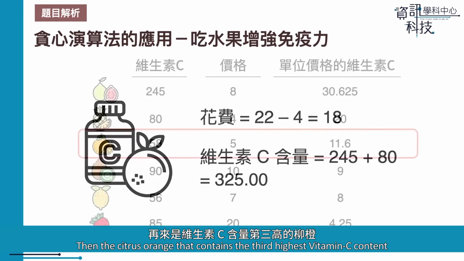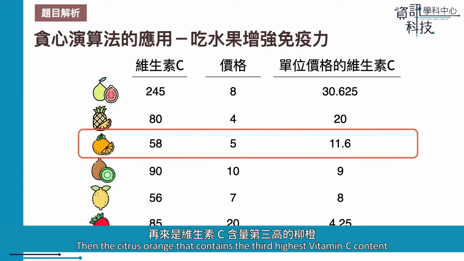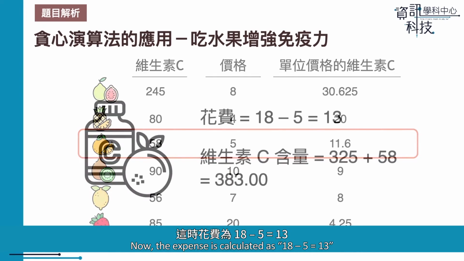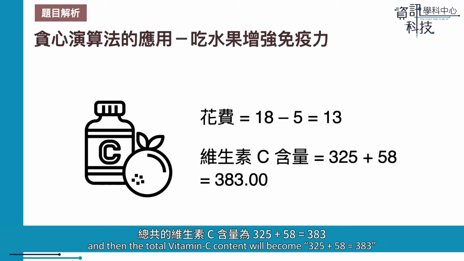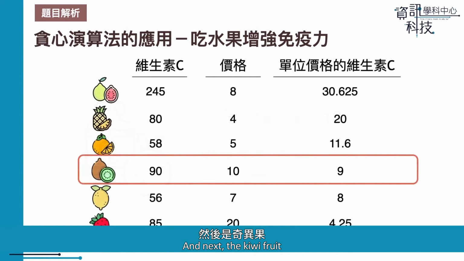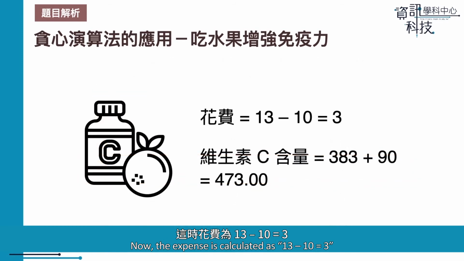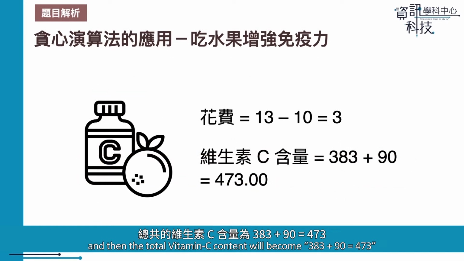Then the citrus orange that contains the third highest vitamin C content. Now the expense is calculated as 18 minus 5 equals 13, and then the total vitamin C content will become 325 plus 58 equals 383. And next, the kiwi fruit. Now the expense is calculated as 13 minus 10 equals 3, and then the total vitamin C content will become 383 plus 90 equals 473.